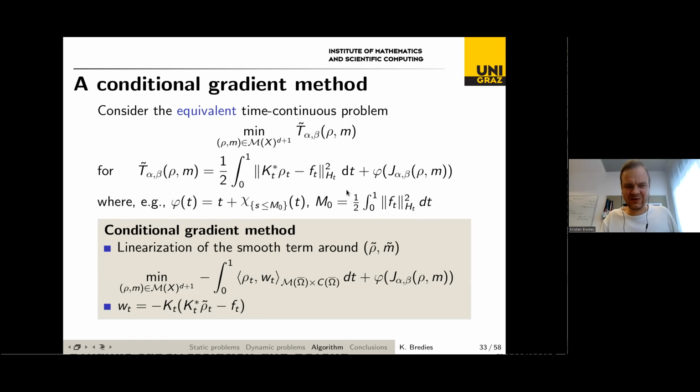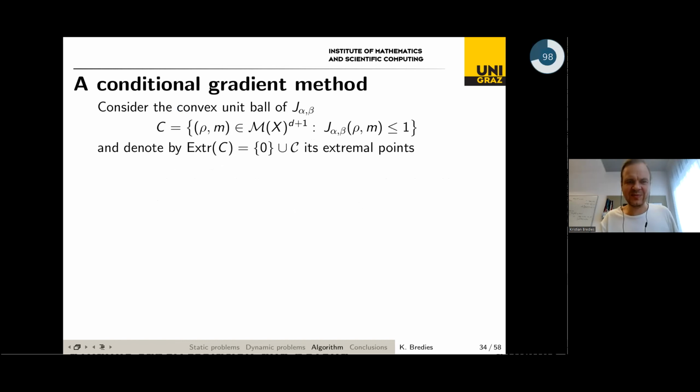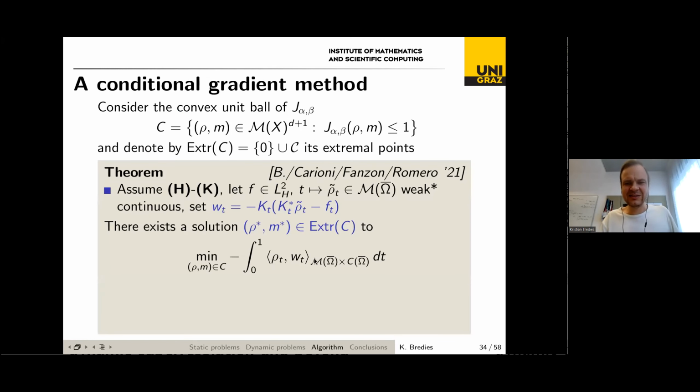So this linearization of this one here plus that one here is giving us a new direction in the conditional gradient method in each step. Now, since we know the Benamou-Brenier ball and its extremal points, this allows us to reformulate the problem. We're looking at the same dual variables, the same linear problem, but now we are just restricting the candidates to this ball here. And then we know that there is a solution that is an extremal point. So we only have to look at the set of extremal points for this linearized problem.